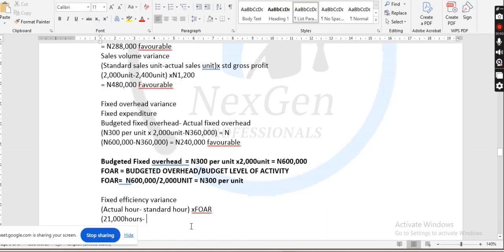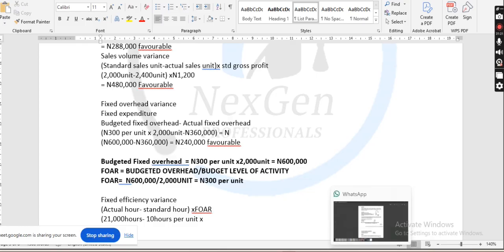10 hours per unit times what, class? Times 300 naira per unit, times 2,800. That is the actual unit, is that not so?